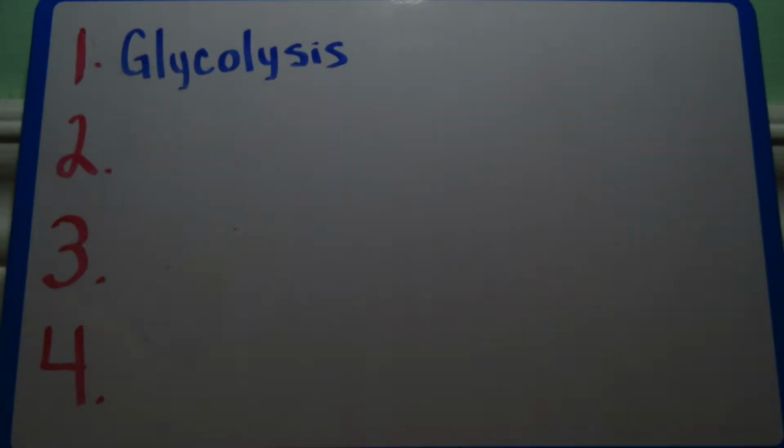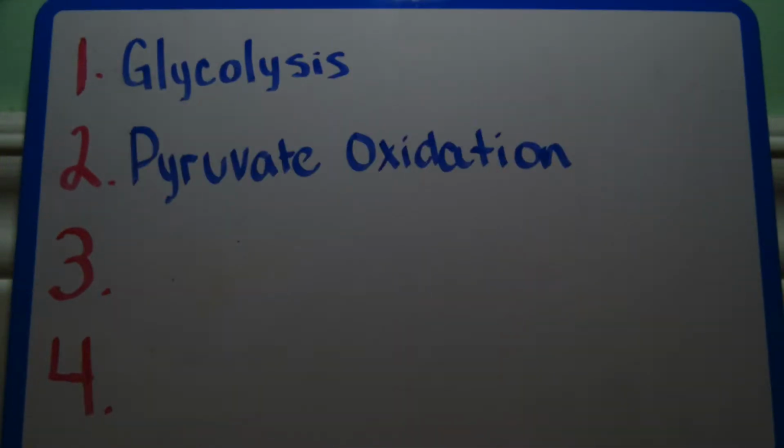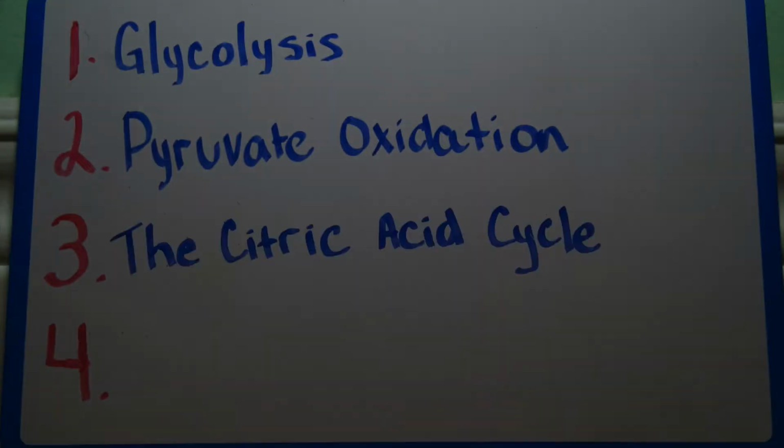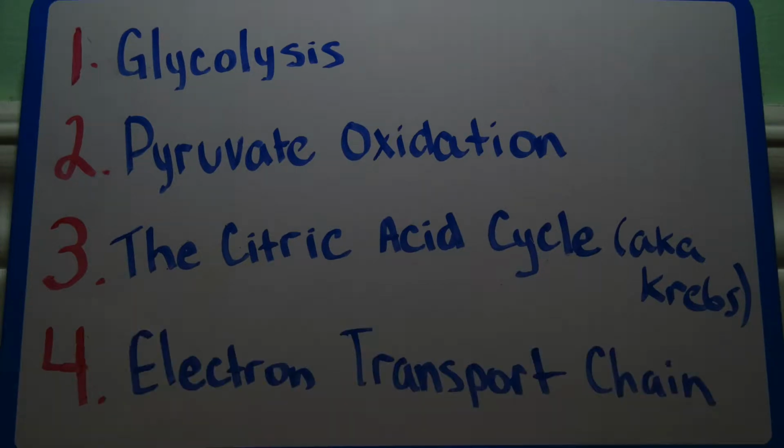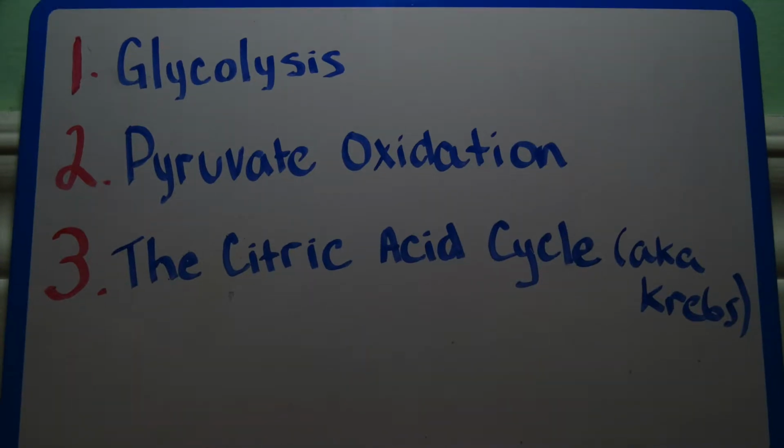The first step is glycolysis. The second is pyruvate oxidation. Then it's followed by the citric acid cycle, also known as the Krebs cycle. And finally, it'll finish off with the electron transport chain. We will begin with glycolysis.